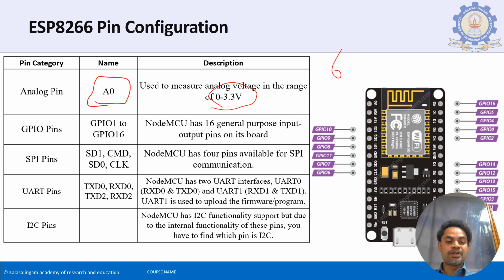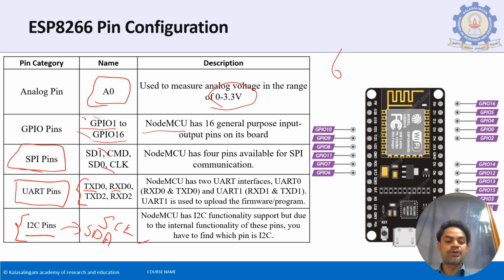Then it has 16 GPIO pins, that is your digital pins, GPIO 1 to GPIO 16. GP stands for general purpose, IO stands for input output, so it is both input and output. It has the serial data, command and clock signals, which are used for the serial peripheral interface. It has the UART, which we were talking about, the TX and RX pins, so it has two UART pins available here. These are all protocols which we'll look into in later videos. And as I told you earlier, I2C is the most common one used in sensors. The I2C pins are the ones we saw earlier, SCL and SDA.